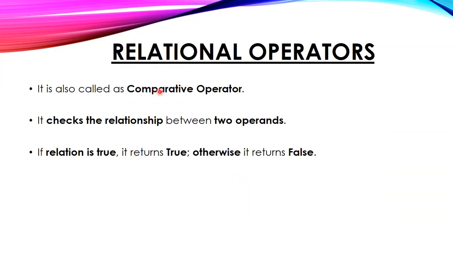Relational operators are also called comparative operators. They check the relation between the two operands. In a relational operator, we check the relation between the two operands A and B, and once the condition is checked, if the condition is true it returns true, otherwise it returns false.